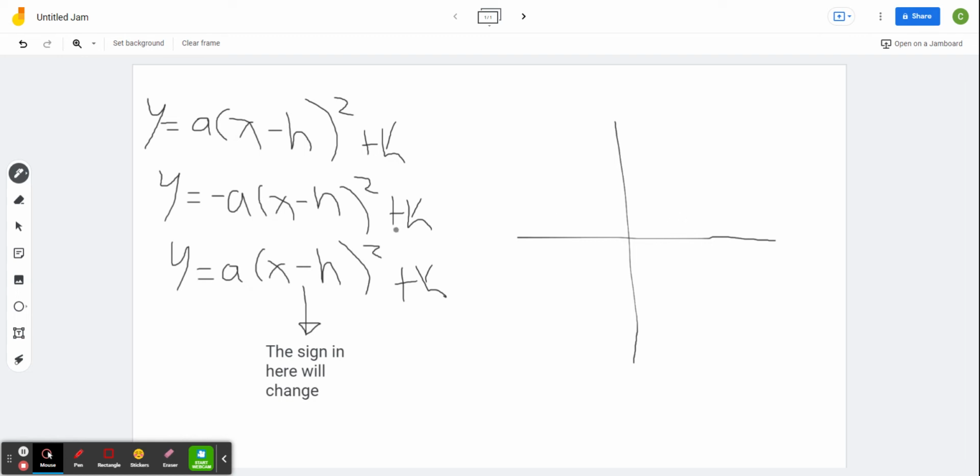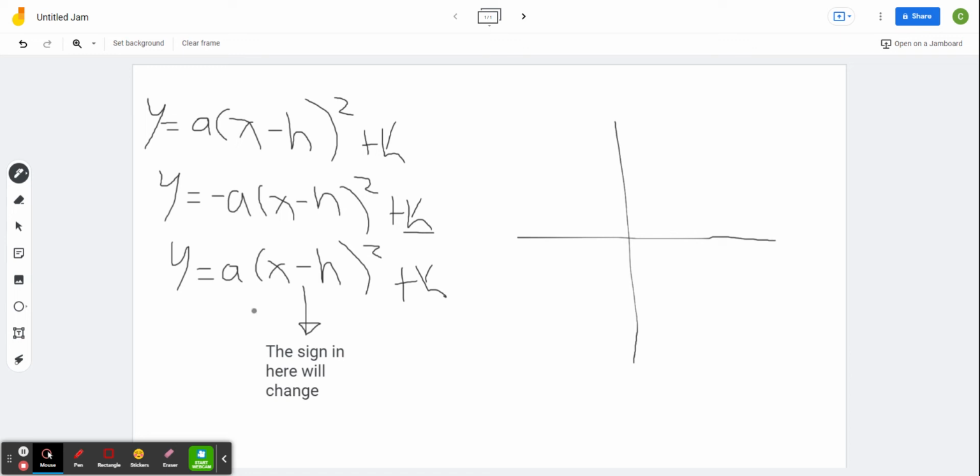And finally, the letter k determines if the whole graph will move up or down. If the value of k is positive, which means it's above 0, the parabola, or graph, will move upwards. And if the k value is below 0, it will move downwards.